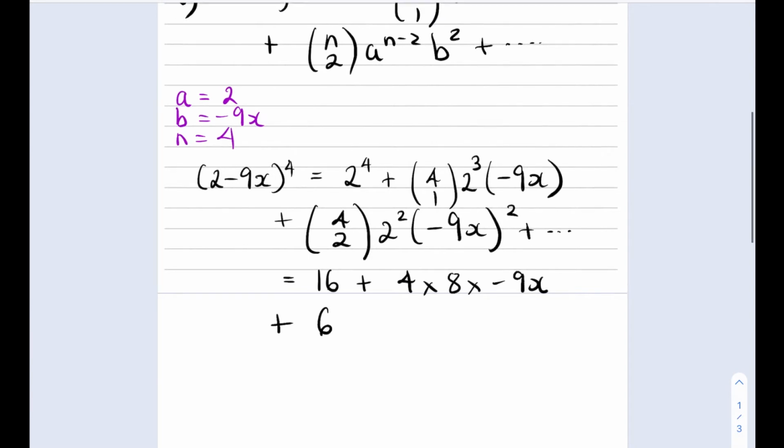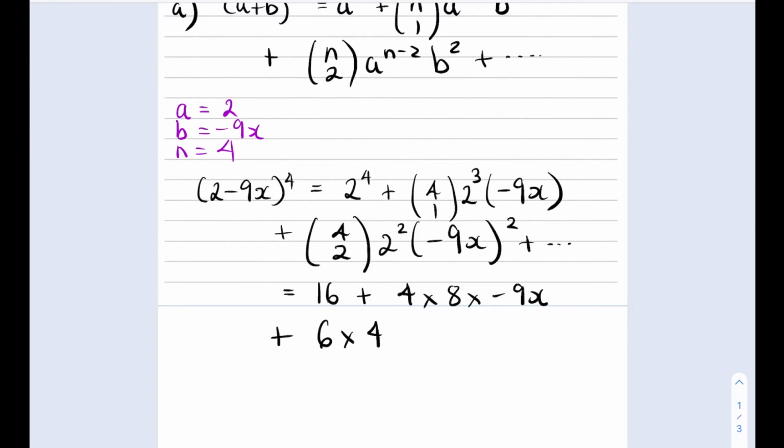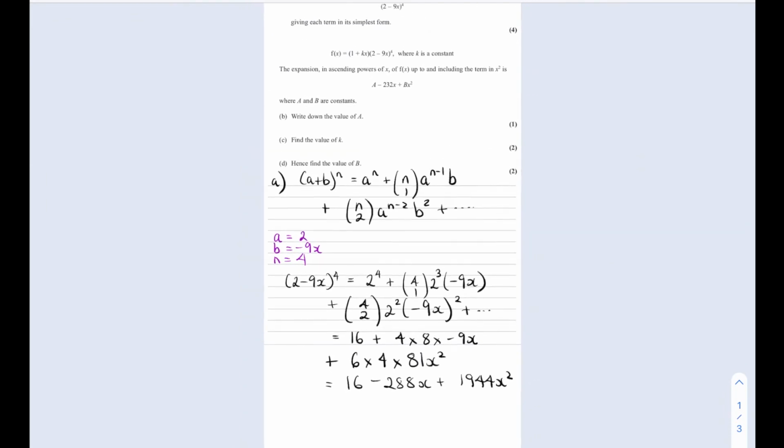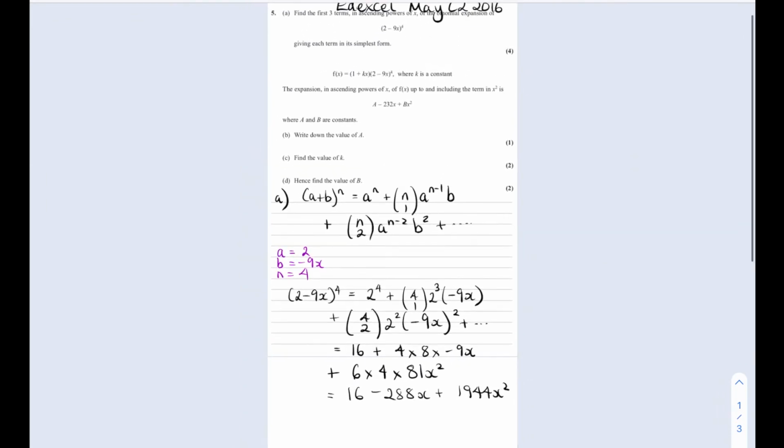We're multiplying that by 4 and then minus 9x, which is being squared. So a positive 81x squared, leaving you with 16 minus, so 9 times 4 times 8, 288x. And 6 times 4 times 81 is a positive 1944x squared. Okay, so there are more terms in this expansion, but we're only asked for the first 3 in ascending powers of x, and that's what we've done.